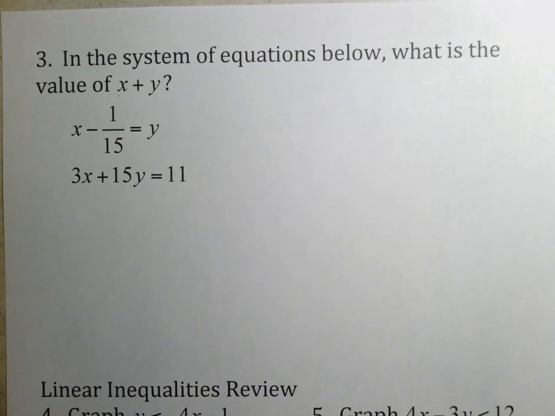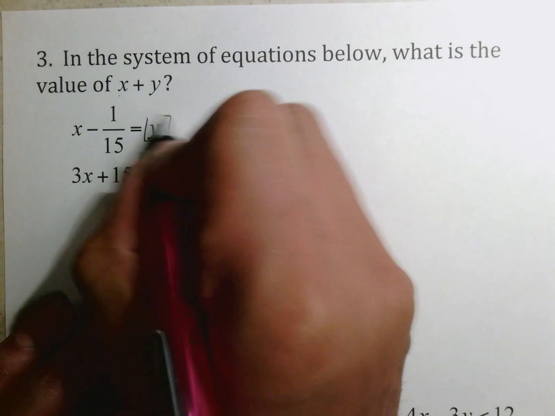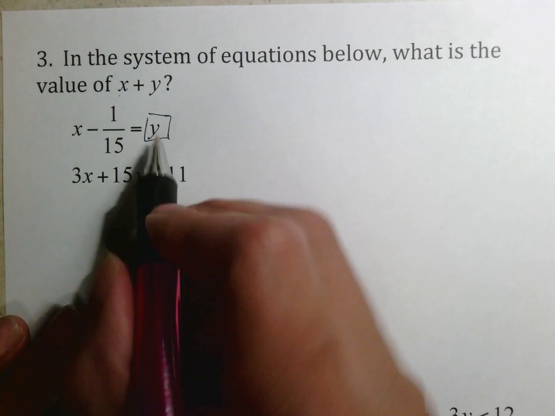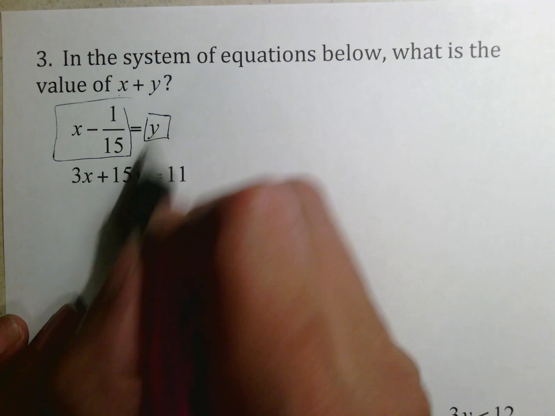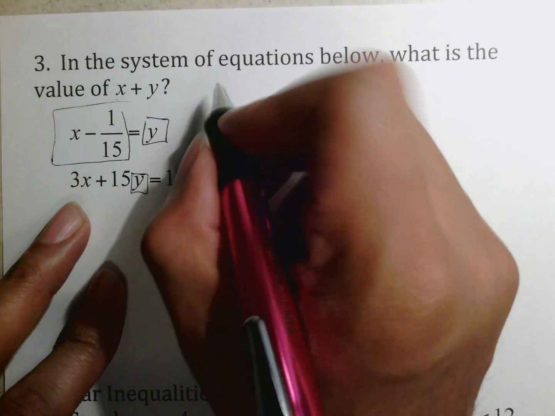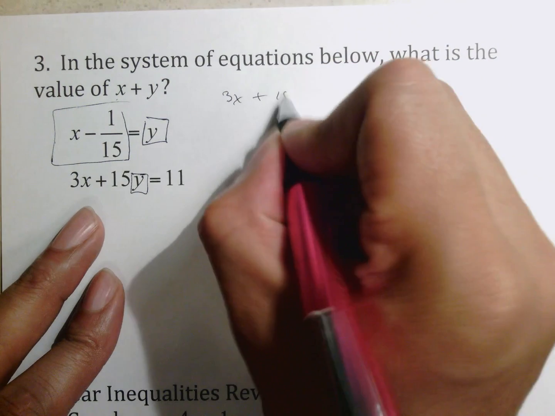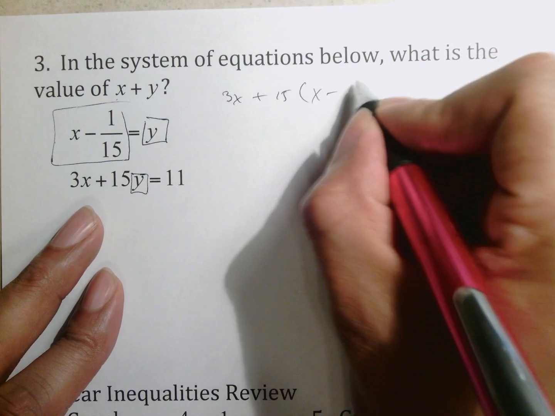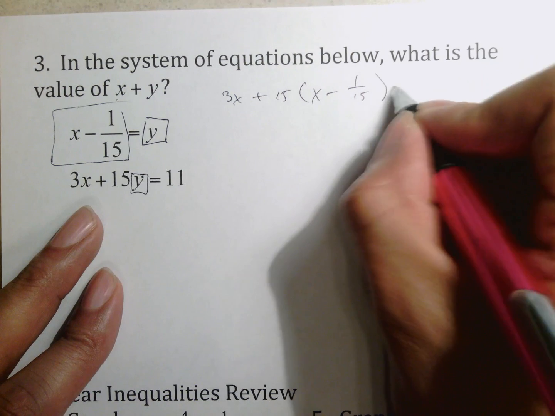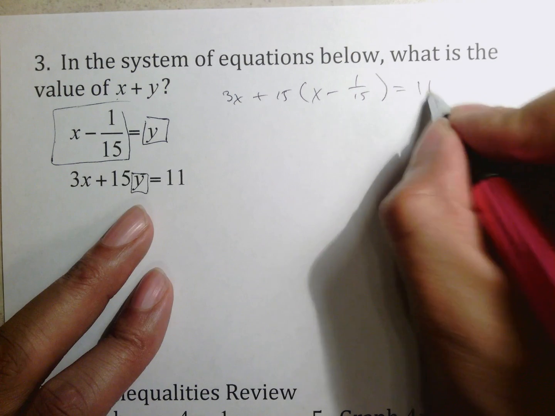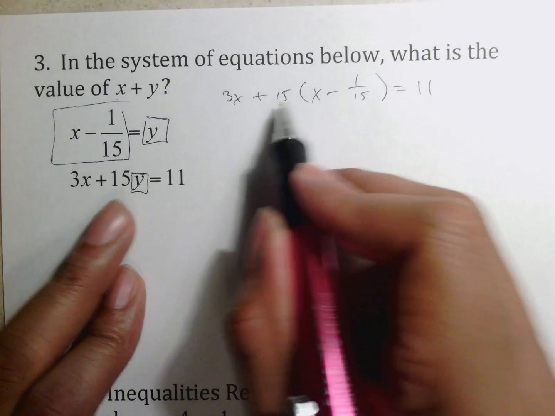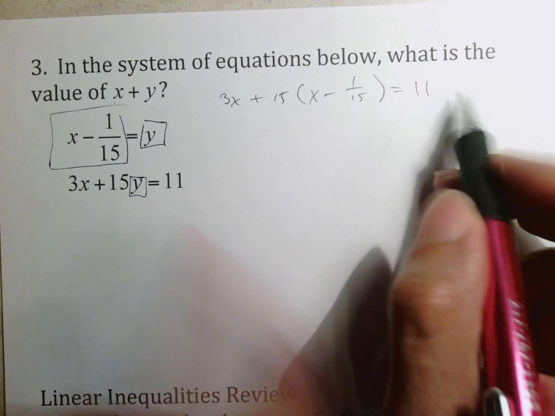So in this situation, because y is by itself, even though it's over here, the best thing to do again is substitution. And we're going to substitute for y. And so we do 3x plus 15 times x minus 1 over 15 equals 11. So again, 3x plus 15 times what we put in for y equals 11.